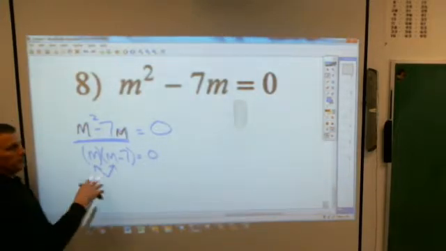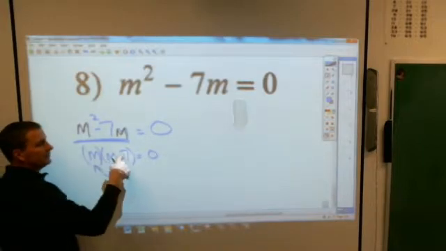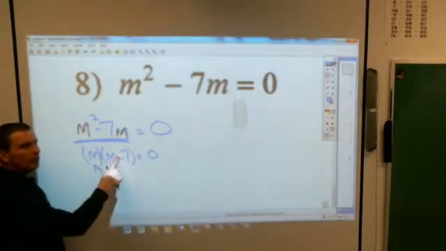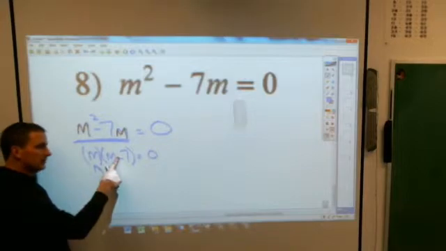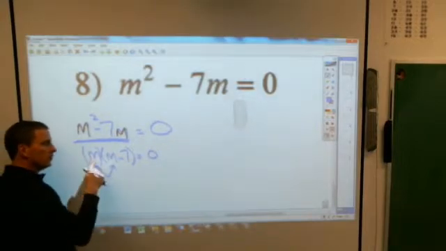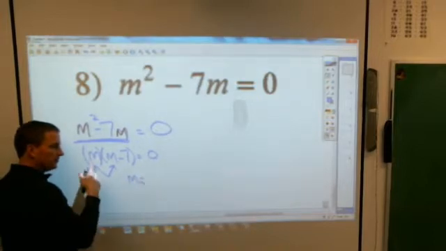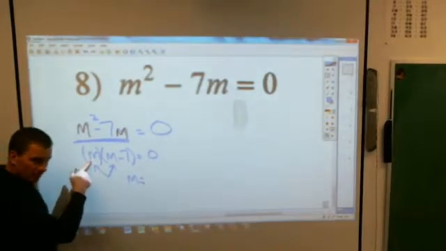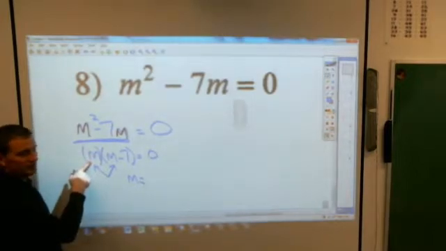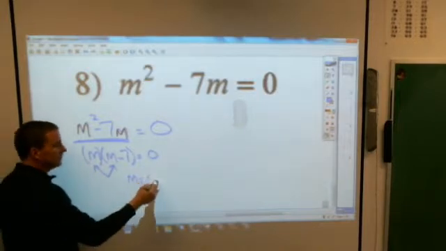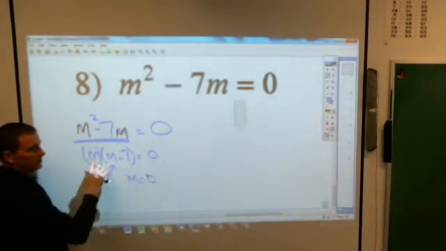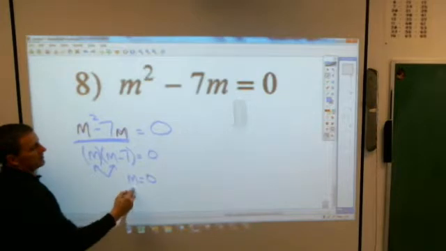And it's just like with binomials. If you get either one of these to be 0, the whole thing is going to be 0. Okay? So when will this parenthesis be 0? What would M have to be here to be 0? Sometimes it's really obvious. 0. If this was a 0, then this whole thing is 0 because 0 times anything is 0.